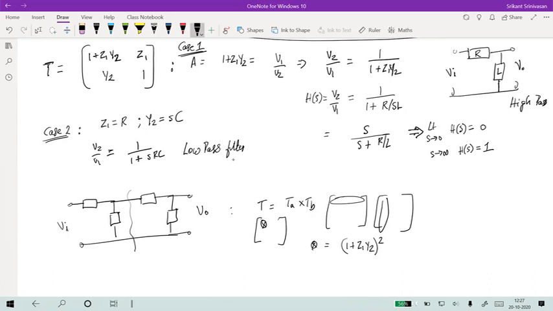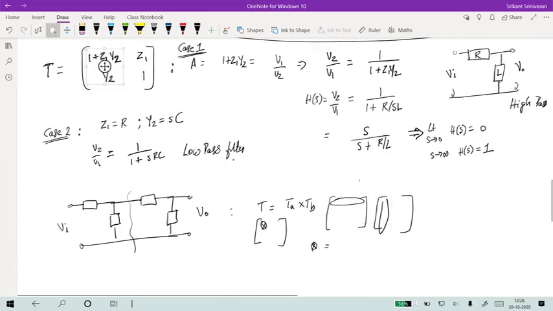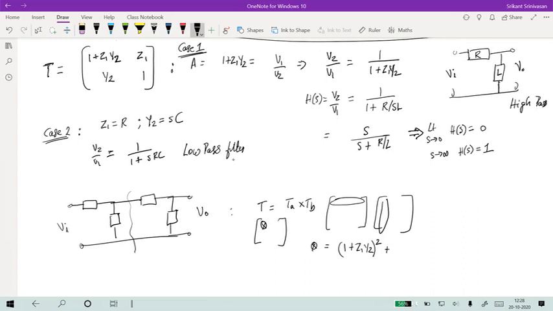So that corner element is equal to 1 plus Z1 Y2 squared, plus Z1 Y2. Maybe I should do it explicitly. What I'm doing is multiplying this row with this column. Okay. So it's 1 plus Z1 Y2 squared plus Z1 Y2.